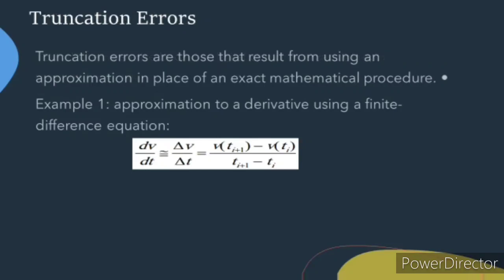We have the truncation errors. Truncation errors are those that result from using an approximation in place of an exact mathematical procedure. We have example 1. Approximation to our derivative using a finite difference equation. You can see here our formula.